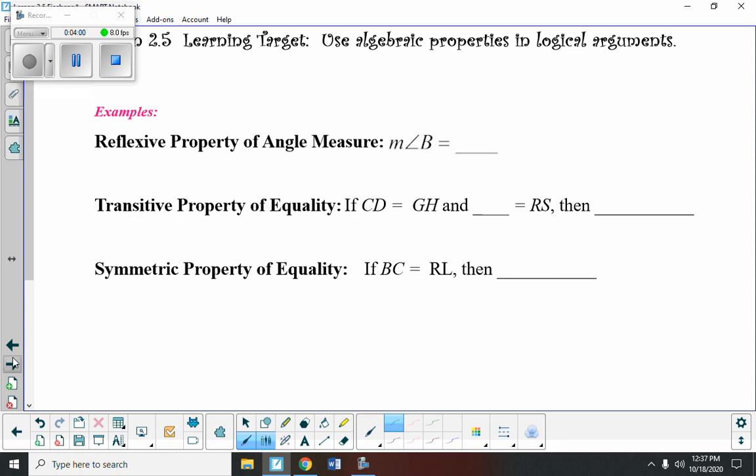All right, so some examples. The reflexive property of angle measure, if we're using that, the measure of angle B would equal what? Well, remember when you look in the mirror, you see your reflection, so reflexive property, it equals itself. Transitive property: if CD equals GH, and GH equals something else, RS, then what do we know? Well, this is kind of like the domino one, then CD is equal to RS. The first is equal to the third. That's the transitive property. Symmetric property of equality: if BC equals RL, well, symmetric means you can just turn them around. Then RL equals BC.